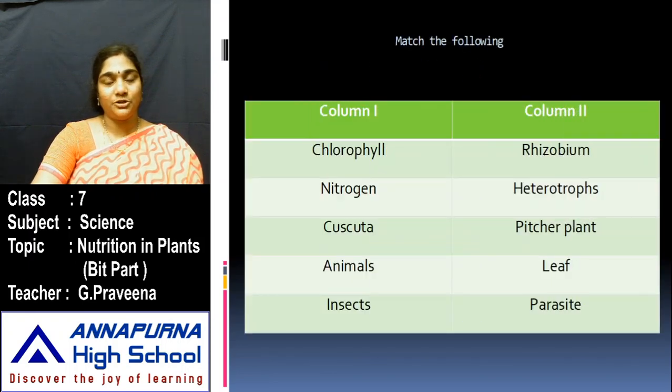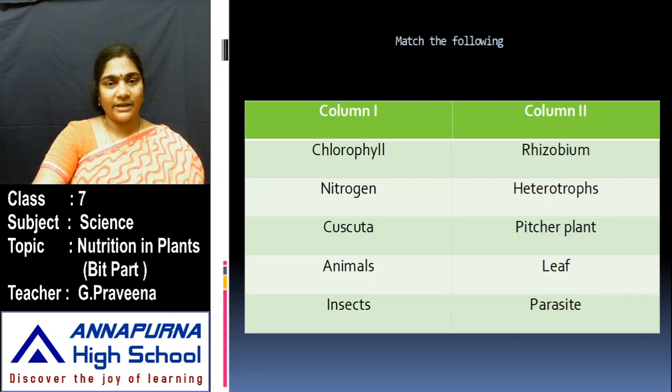Yes, try to match this, no? So chlorophyll, nitrogen, cuscuta, animals and insects. So in column 1, try to match column 1 with column 2. So chlorophyll, where does it take place? Yes, you are right. It takes place in the leaf. The leaf is green due to the presence of a pigment known as chlorophyll.